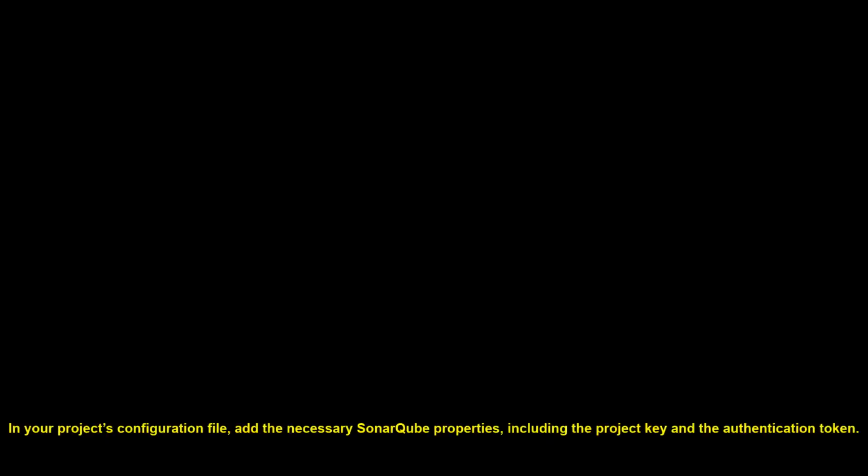In your project's configuration file, add the necessary SonarQube properties, including the project key and the authentication token. Run the Sonar Scanner command to start the code analysis. Monitor the output for any issues or prompts as the scanner processes your code. Once the analysis is complete, return to the SonarQube dashboard to review the results.